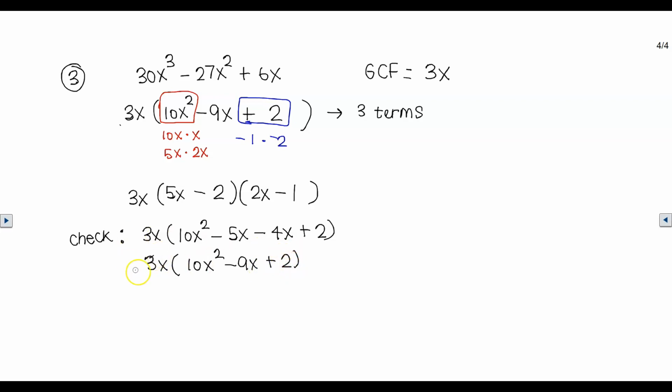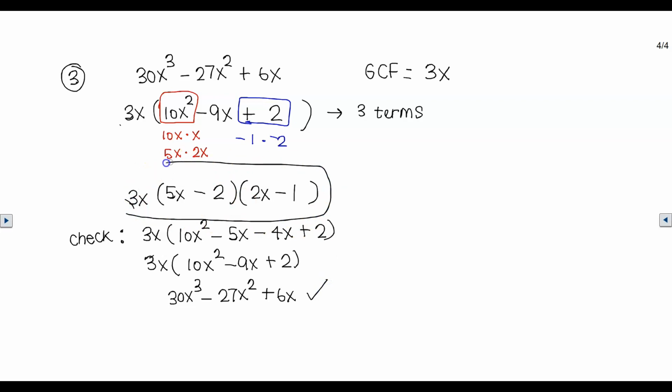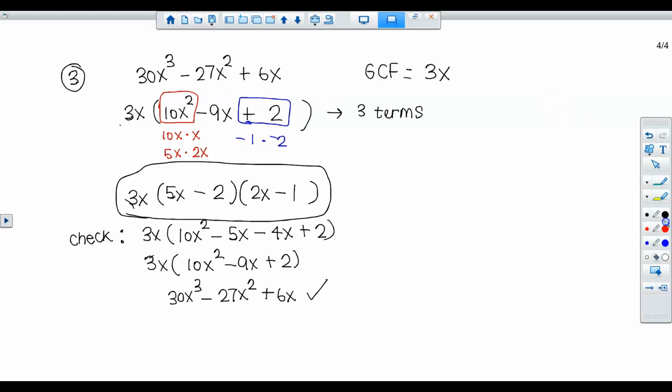And then we'll distribute the 3x. So 3x times 10x squared is 30x to the third. 3x times negative 9x is negative 27x squared. And 3x times 2 is positive 6x. That is correct, which means that this is my answer. So again, notice on that one that we are using our GCF first, and then guess and check on the trinomial inside the parentheses.